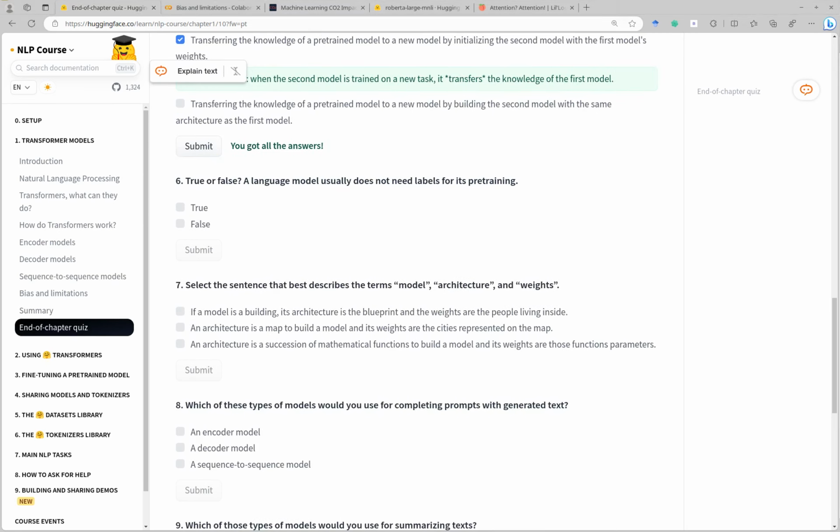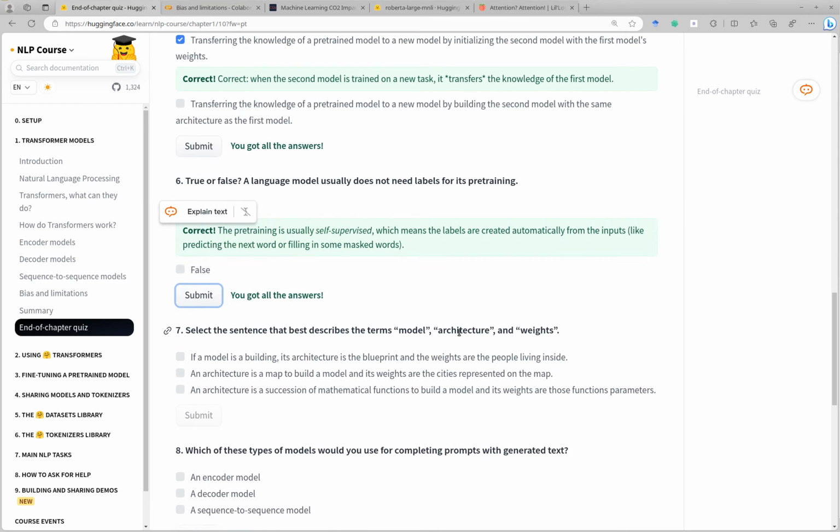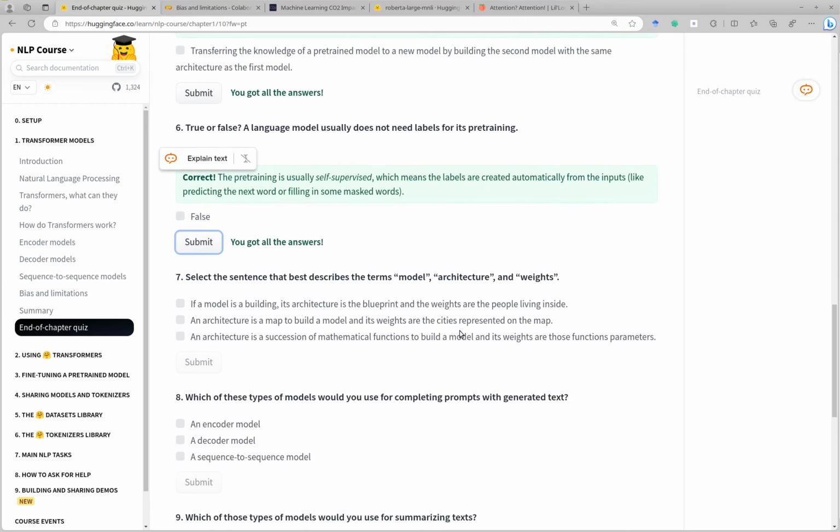True or false? Let's go through it. A language model usually does not need labels for its pre-training. Yes, as we all know, they work by a self-supervision process, so they do not need labels. Let's go on to the next part.